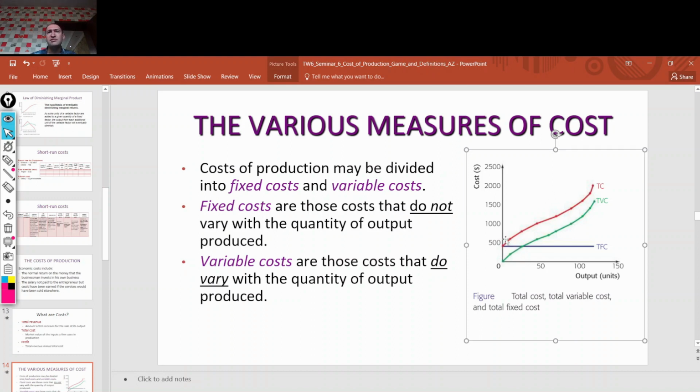Again, it's here, it's even here. You see, it's a total cost curve, total variable cost curve. So to get the total cost curve from the total variable cost curve, you just elevate it by the value of the total fixed cost. Sum up this green one with the blue one, you will get the red one.